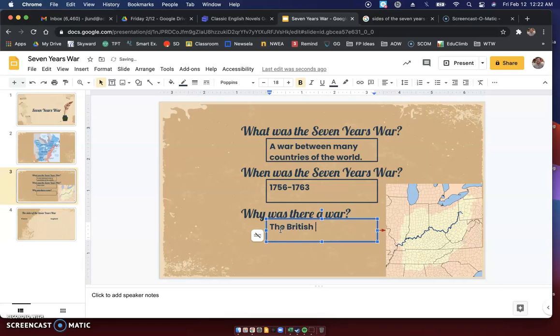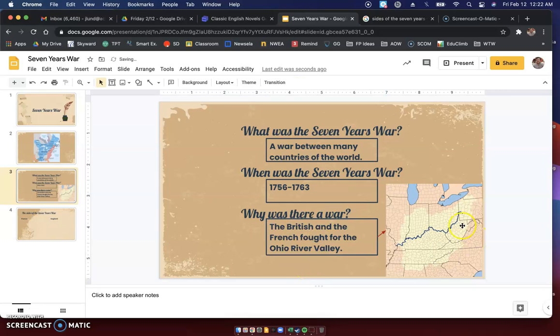The British and the French fought for the Ohio River Valley. Okay, the British and the French fought for the Ohio River Valley. And that's what it is right there. That's the Ohio River Valley. That's still there today. There's a lot of cities there today in the United States, like Cincinnati, Indianapolis, Nashville, a lot, very many, Louisville. Okay.